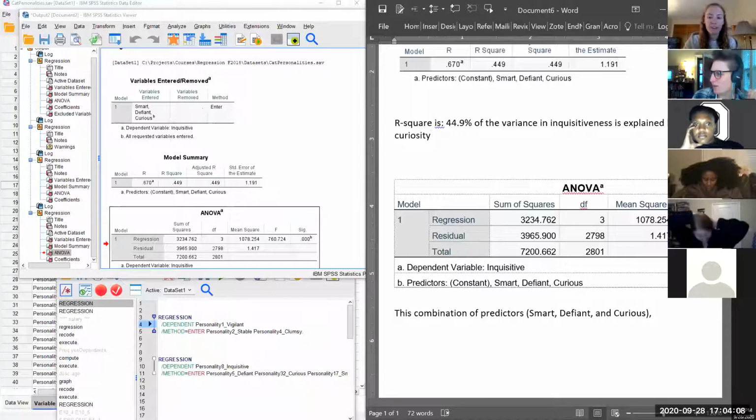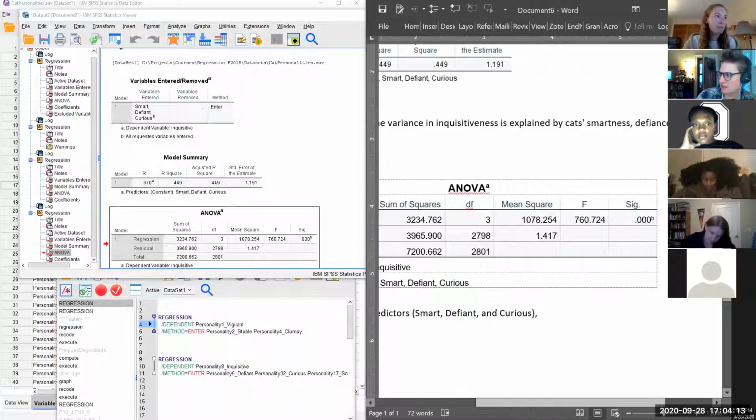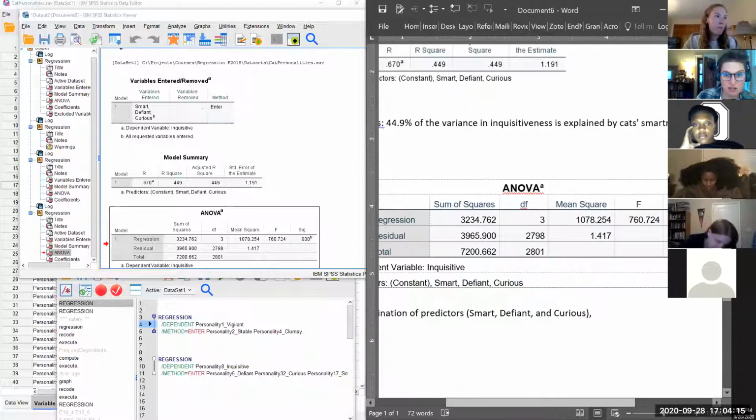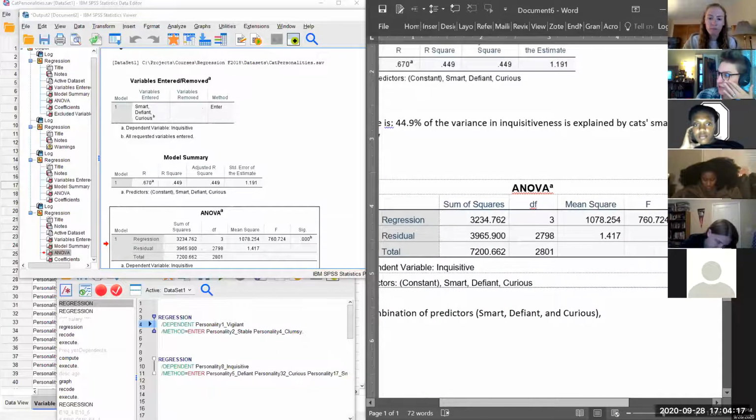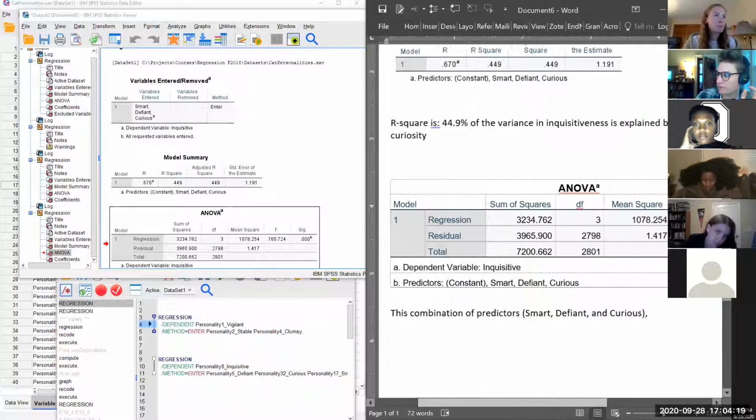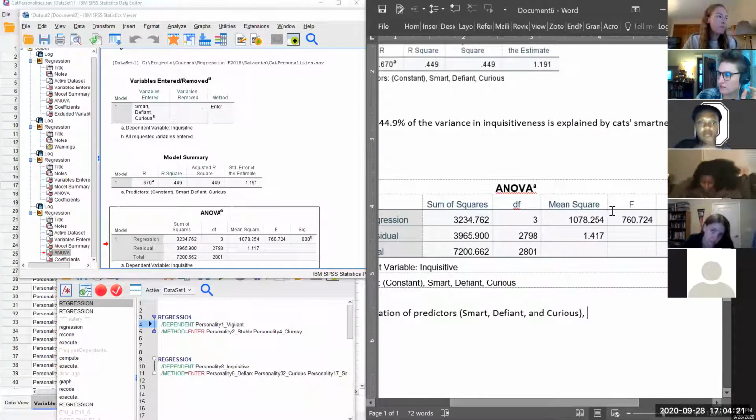That's right. Okay, so now for our ANOVA, that's our F test. I'm gonna save this in the folder for you too, so you have it. So for our ANOVA table here, we see that there is a significant relationship. Notice the degrees of freedom here in the numerator is 3 because we have 3 predictors.